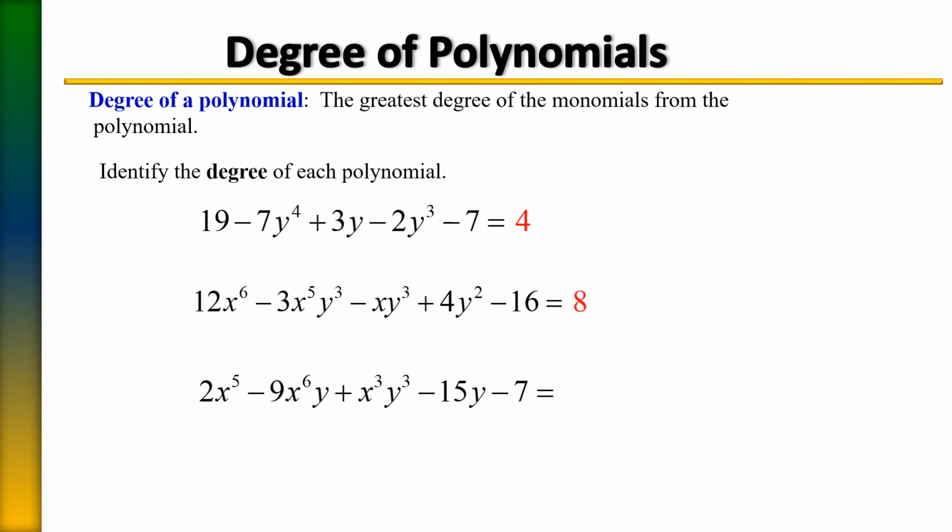Let's take a look at the last example. The first one has a degree of 5. The second one, 6 plus 1 is 7. So the second monomial has a degree of 7, then 6, then 1, then 0. So out of all these monomials, the one that has the highest degree, and that degree of that highest one, would be 7. And that is how you find the degree of a polynomial.